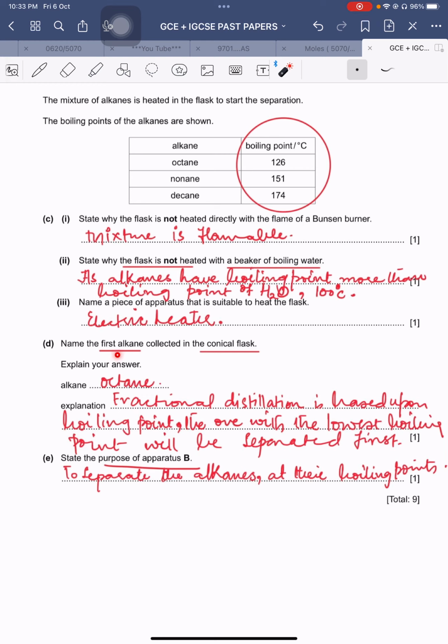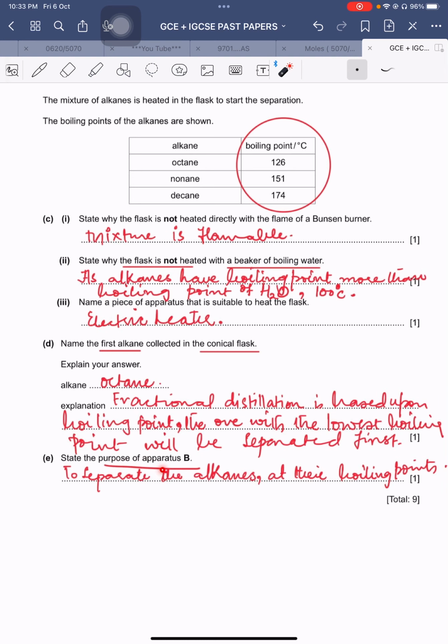So name the first alkane collected in the conical flask. It will be octane. And what is the explanation which I have just shared with you? Fractional distillation is based upon the boiling point. So the one with the lowest boiling point will be separated first. Okay, so octane will start collecting first.